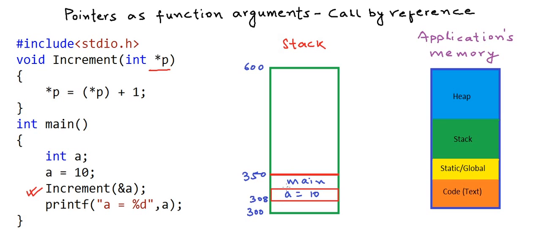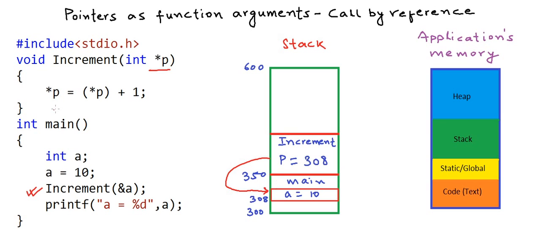Now when the main method calls increment, then a local variable corresponding to the parameter P is created, and this is a pointer to integer, and the value that is passed to this particular function, sorry, it's not a function, it's a variable, the value that gets copied or stored in this particular variable would be 308, the address of A. So P is pointing to A.